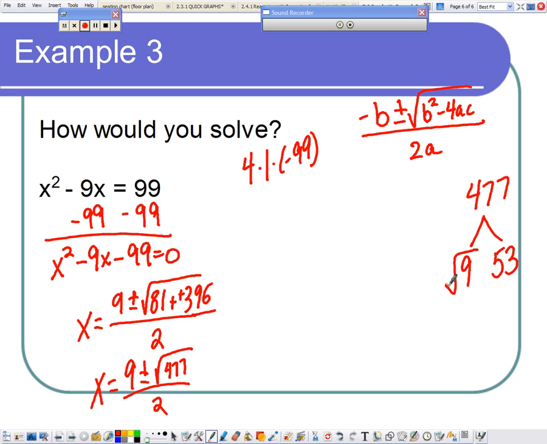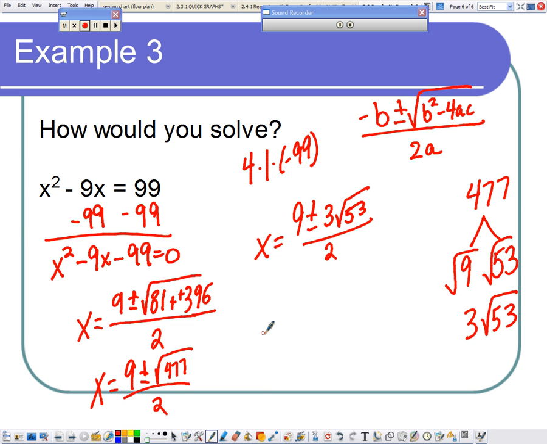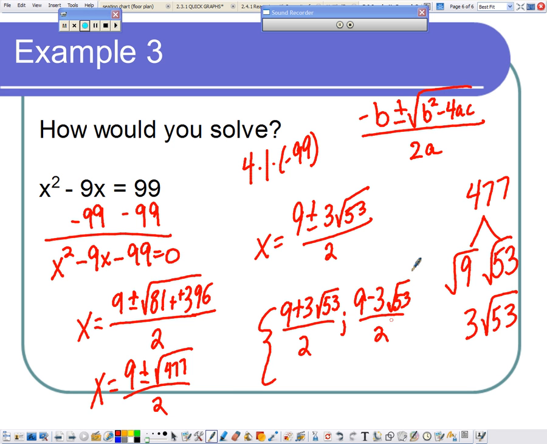53 ends up being a prime, and so we can take the square root of 9. So it ends up being 3 square root of 53. So our answer is going to be x equals 9 plus or minus 3 square root of 53 all over 2. And remember, we can split that answer up because we've got two answers. 9 plus 3 square root of 53 over 2, or 9 minus 3 square root of 53 over 2. Okay? All right. Nice job.